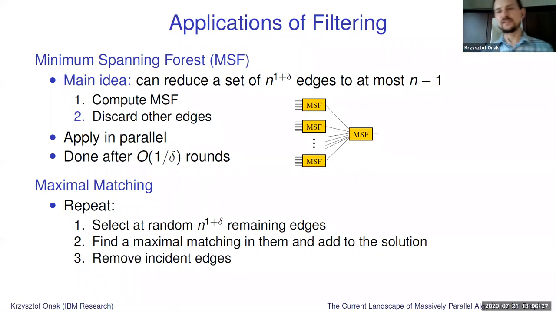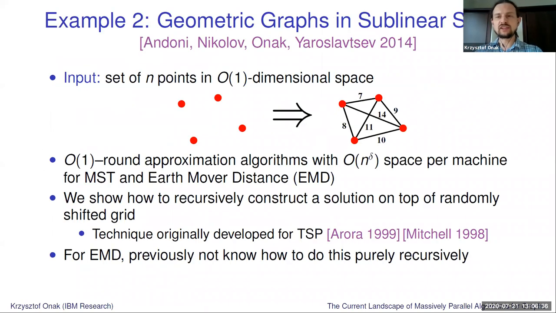And in both cases, since then, the complexity has been improved to log one over delta, so there are slightly more efficient algorithms. Now, let me mention a second example of early MPC research on graphs.